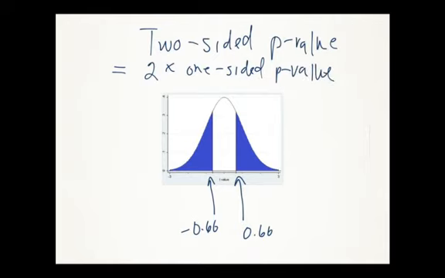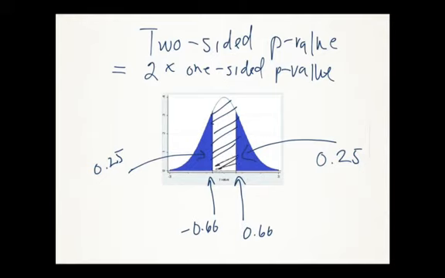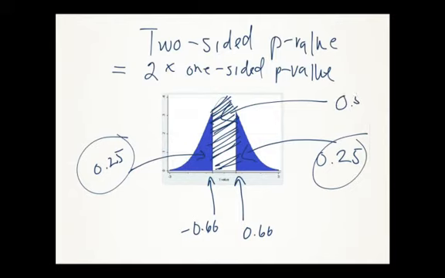Okay? And remember we said the area in this tail is 0.25. So the area in this tail is 0.25. And since I know that, I also know this area in the middle, because these have to sum to 1. Remember, probabilities sum to 1. So this area in the middle, because I have 25% here and 25% here, this must be the other half. Okay? All right. So that's a two-sided p-value. Okay?